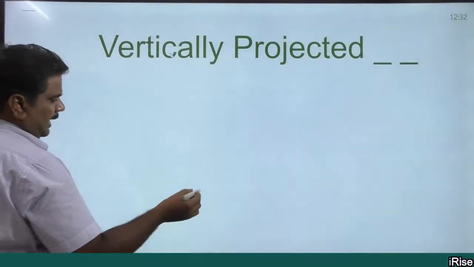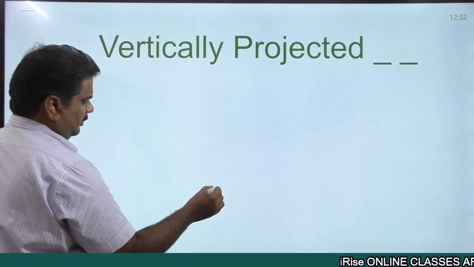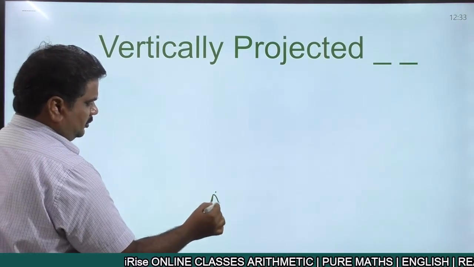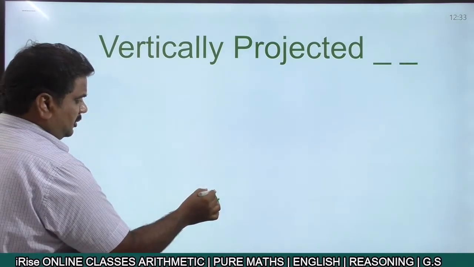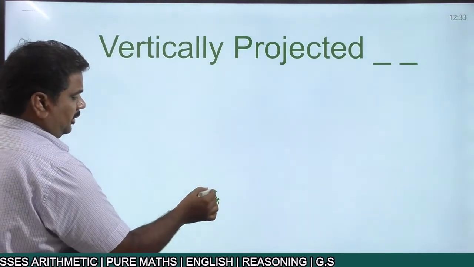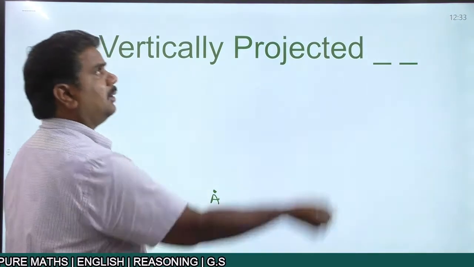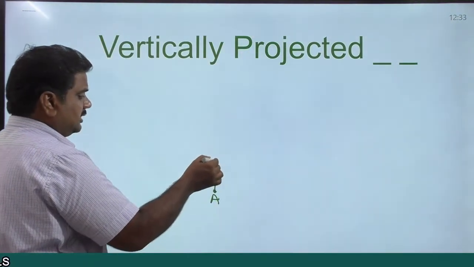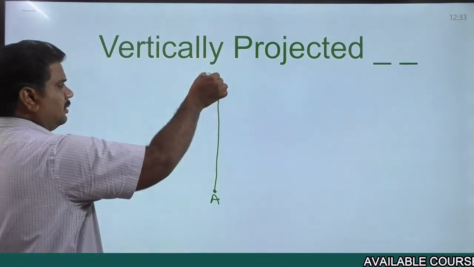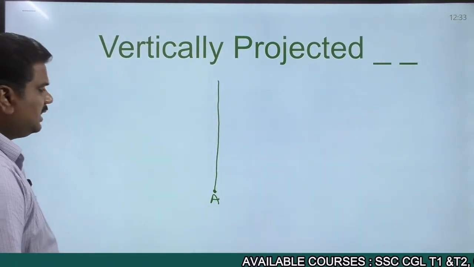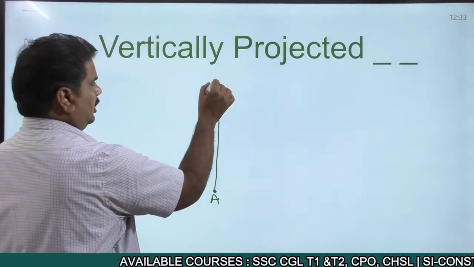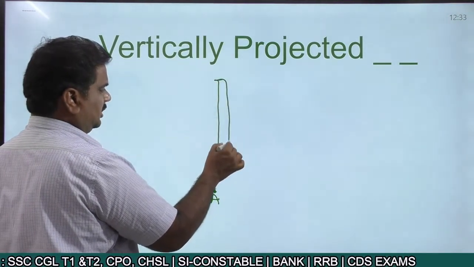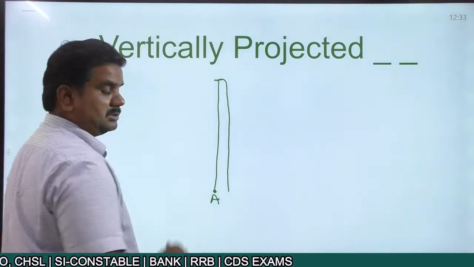Now here I have an object which is present at the point A. I am throwing this object in the upward direction like this. When you throw this object upward, it starts rising upwards. But after reaching a certain height, the object has to move backwards, has to return to the starting point.